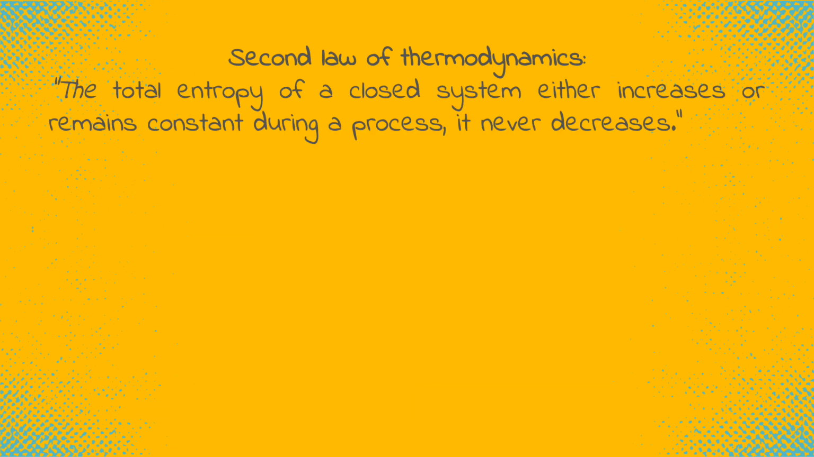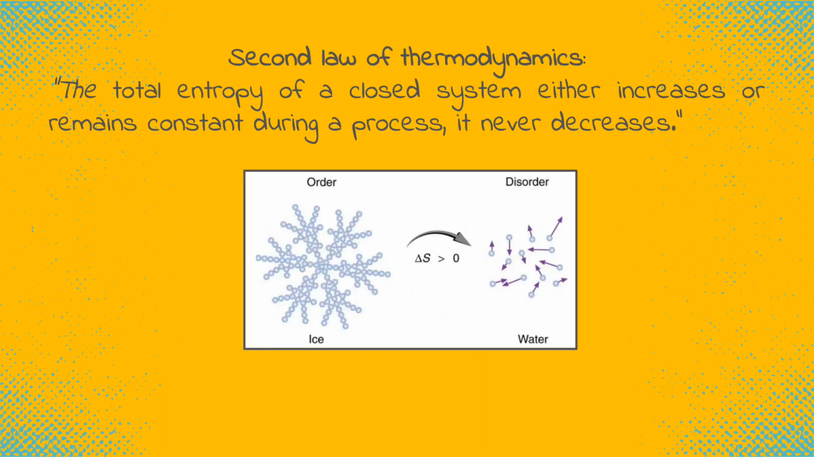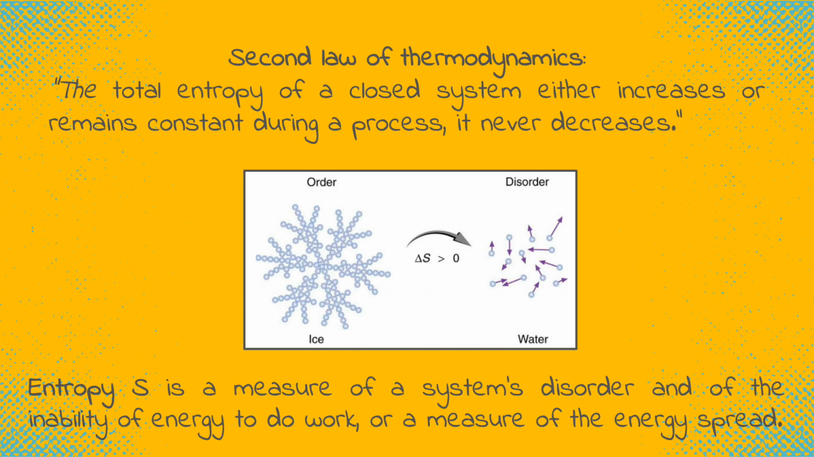The second law of thermodynamics states that the total entropy of a closed system either increases or remains constant during a process. It never decreases. When ice melts, it becomes more disordered and less structured. Its entropy increases because of heat transfer into it. In general, entropy S can be seen as a measure of a system's disorder and of the inability of energy to do work, or a measure of the energy spread.